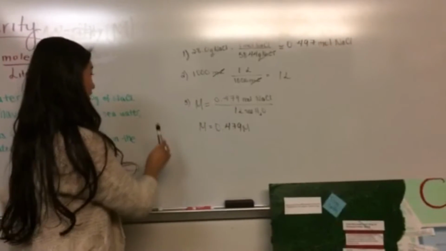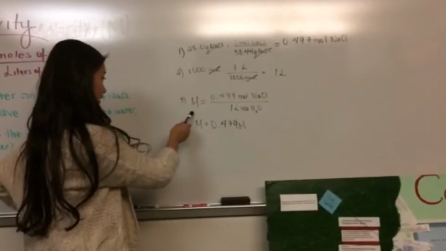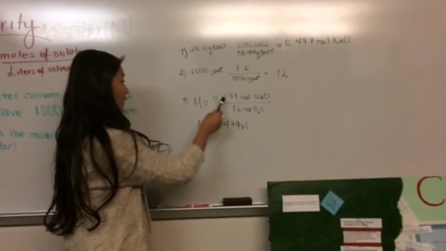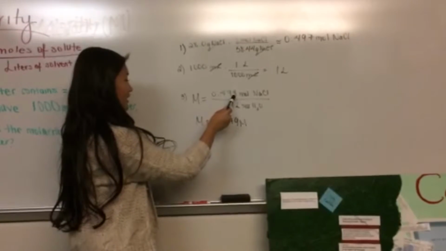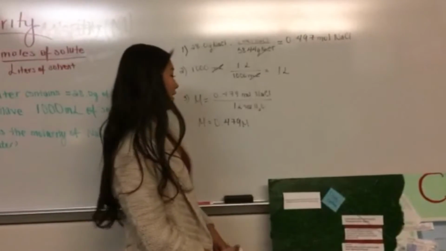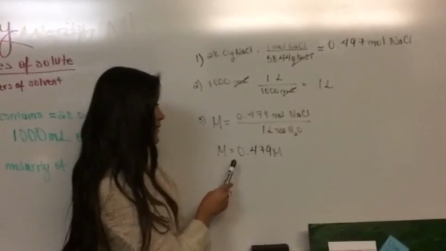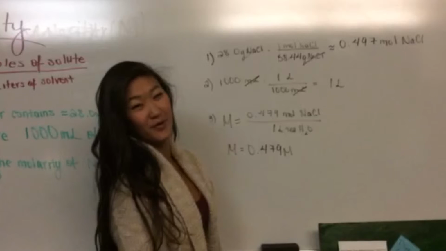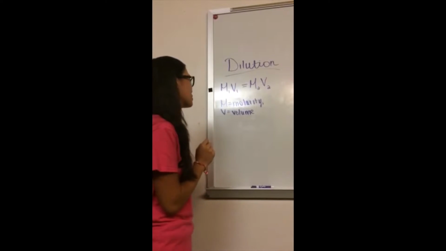Lastly, you're going to plug it into your formula, and you're going to get M equals 0.479 moles of salt over 1 liter of seawater. Get your final answer to be M equals 0.479 molar.